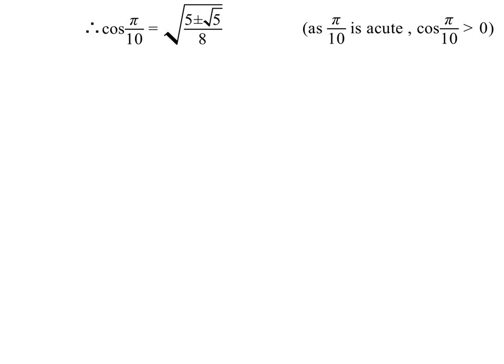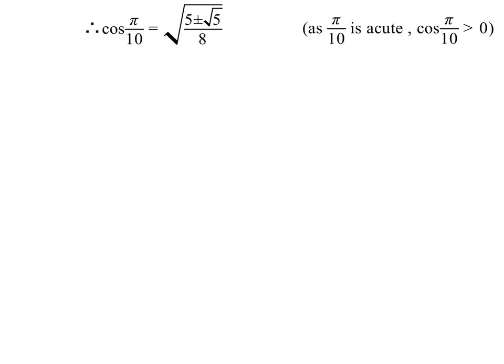But the question now is, is it 5 plus root 5 or 5 minus root 5? Now, I know they told us to show it was 5, which one was it? Plus or minus? It was plus. They asked us to show that one. But we can't just go, oh, it's that one. We have to explain why it is the plus, not the minus.